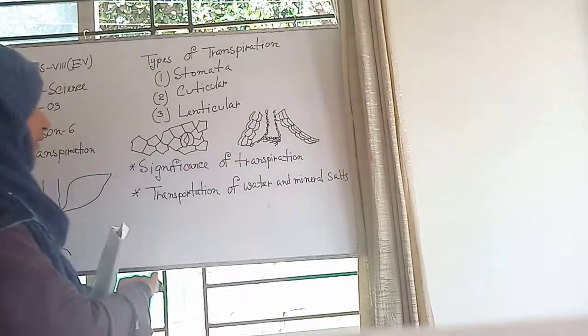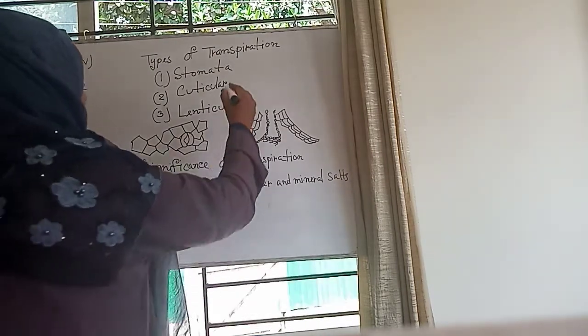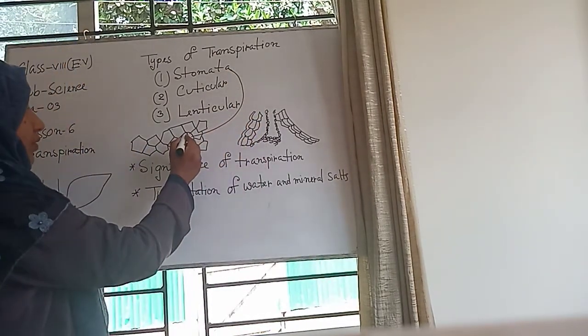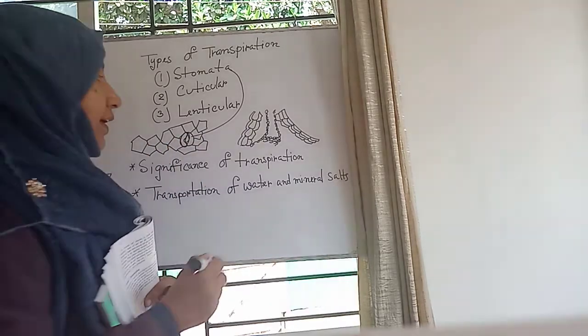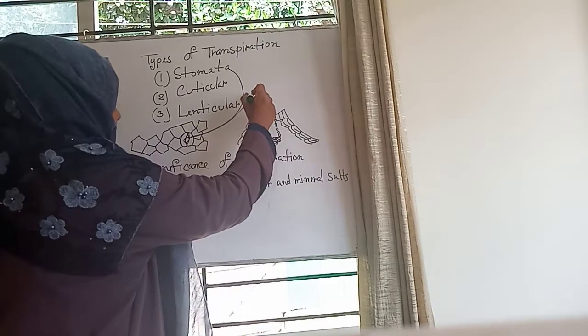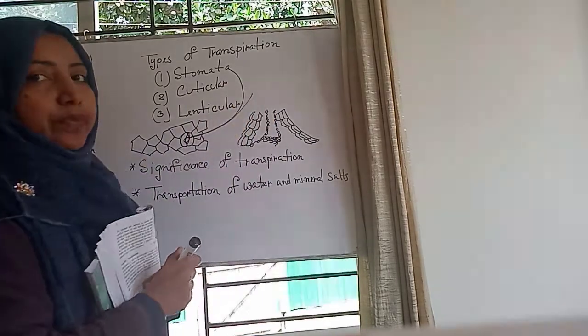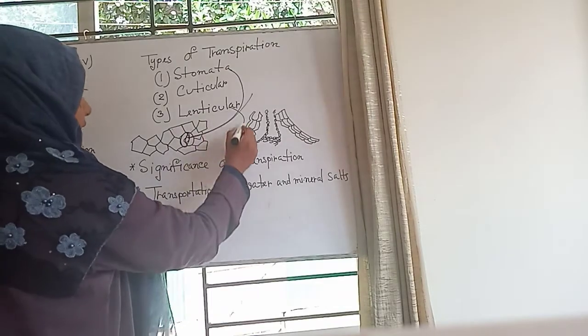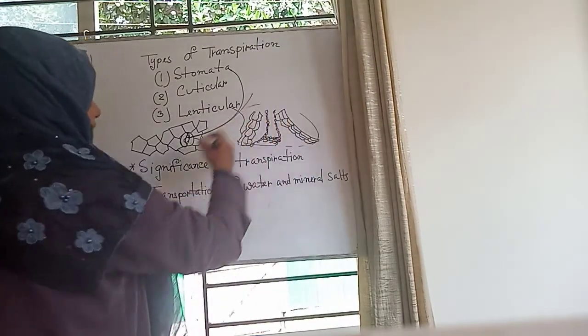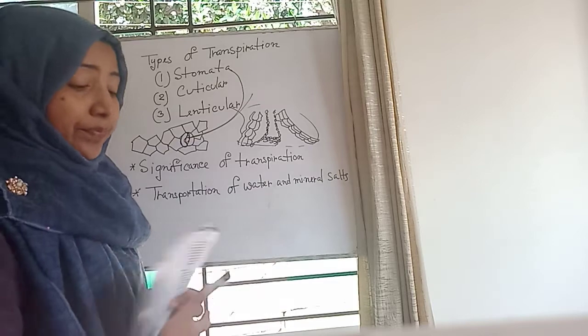My dear students, here I just drew the stomata. Please everyone see this on the board. This structure is the stomata, and the water vapor from the plant goes out through the stomata. And the second structure is the lenticel, and this structure is also on the stem.